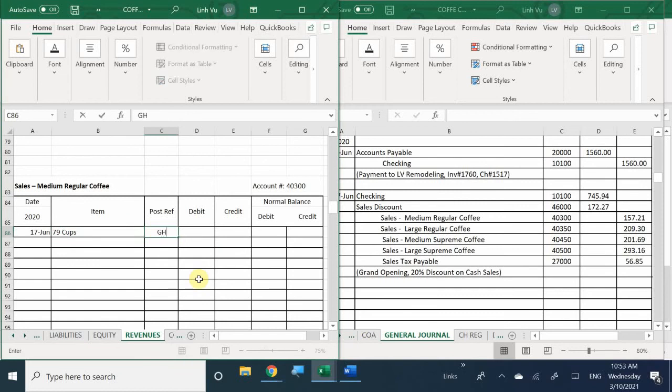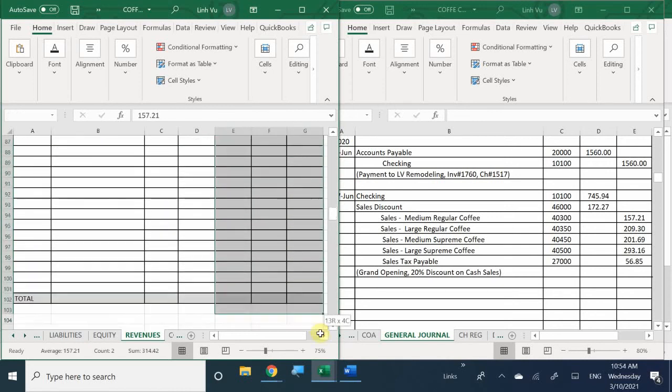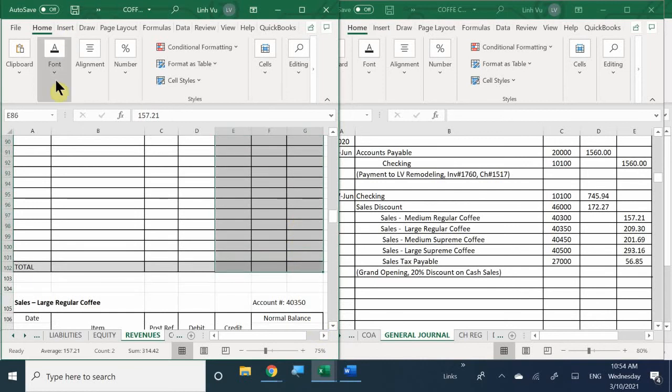Post reference, once again, General Journal number 6. Okay, and it's on a credit side, so what was my total amount for the medium regular coffee? 157.21. That makes my credit balance 157.21. I'm going to keep it like this because I'll enter the formula in once I do my second section of the sales.